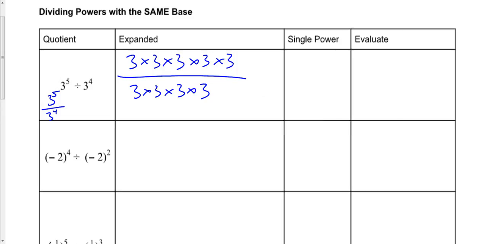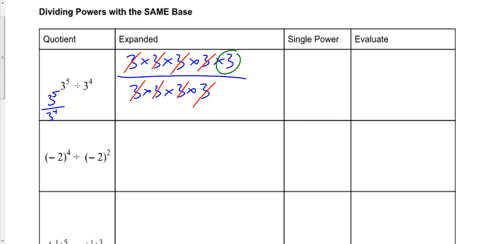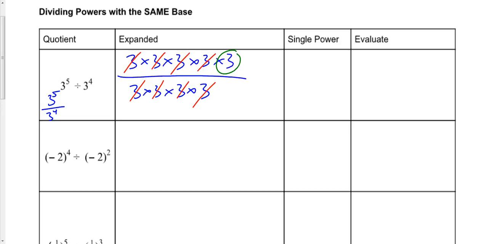So what we can do is we can actually eliminate this 3 and this 3. This 3 and this 3 will cancel out. This 3 and this 3 will cancel out. This 3 and this 3 will cancel out. And so all we're left with at the very end happens to be a single 3. Okay? So we only have one 3. So as a single power, if we write this out, we end up with 3 to the exponent 1. Okay? And 3 to the exponent 1 is just equal to 3.